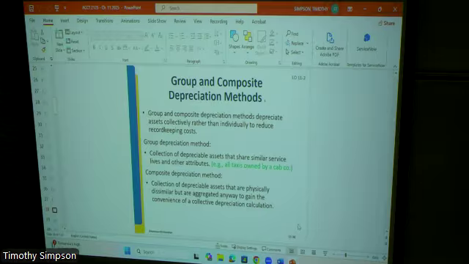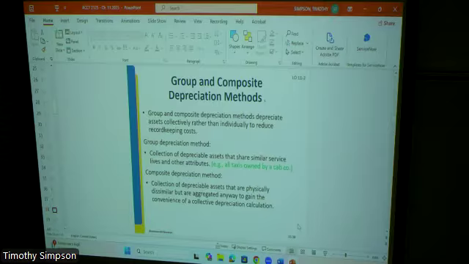Group depreciation is where you're taking a group of assets together that have similar attributes, like, for example, all taxis owned by a cab company. They may have been purchased on different dates, they have different mileage, different estimated useful lives. Who knows? Taxi cabs tend to go on forever and ever and ever.